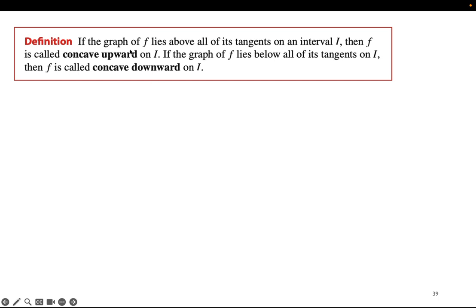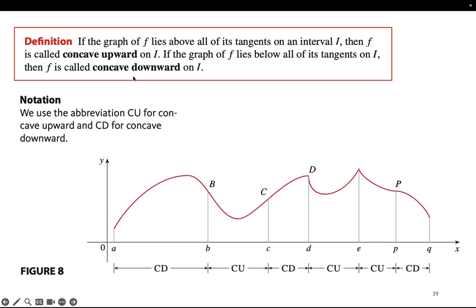So that's it. That's the definition. If f lies above all of the tangent lines on the interval, then f is concave up. If the graph of f lies below all the tangent lines, then it's concave down. So here it is, right? Look at the tangent line. The function is always below the tangent lines, so concave down. Also concave down, right? So again, look at tangent lines.